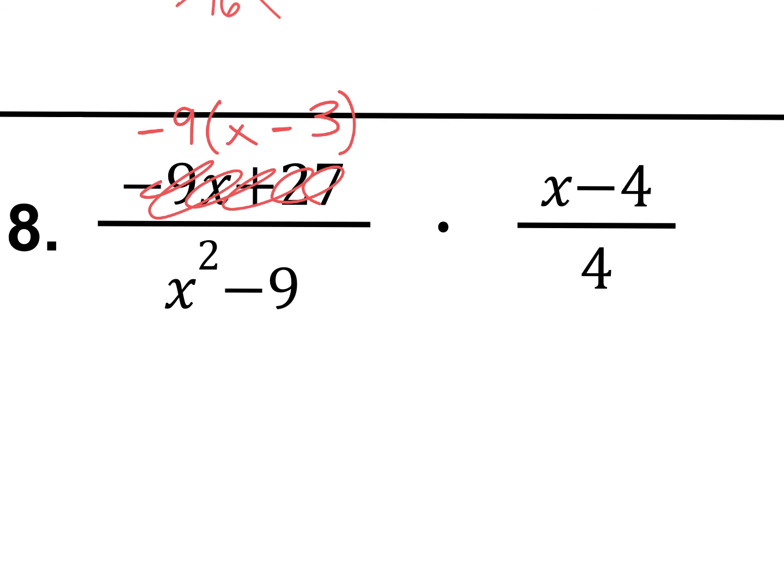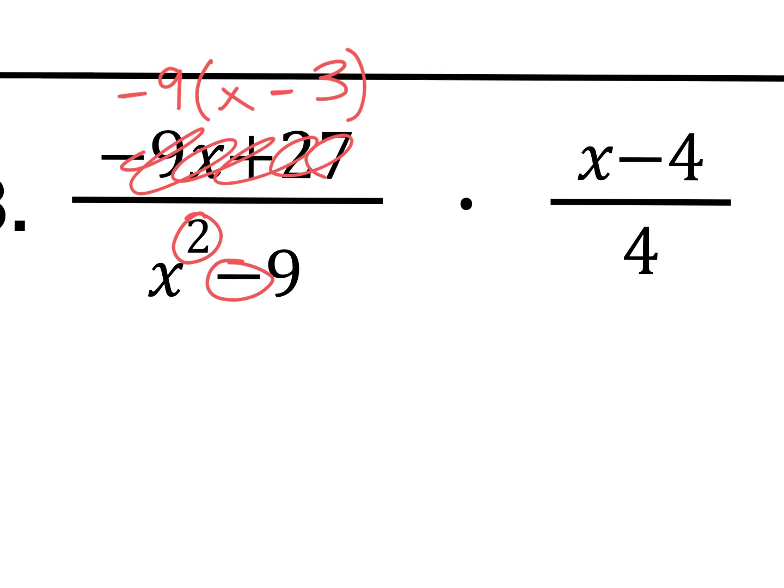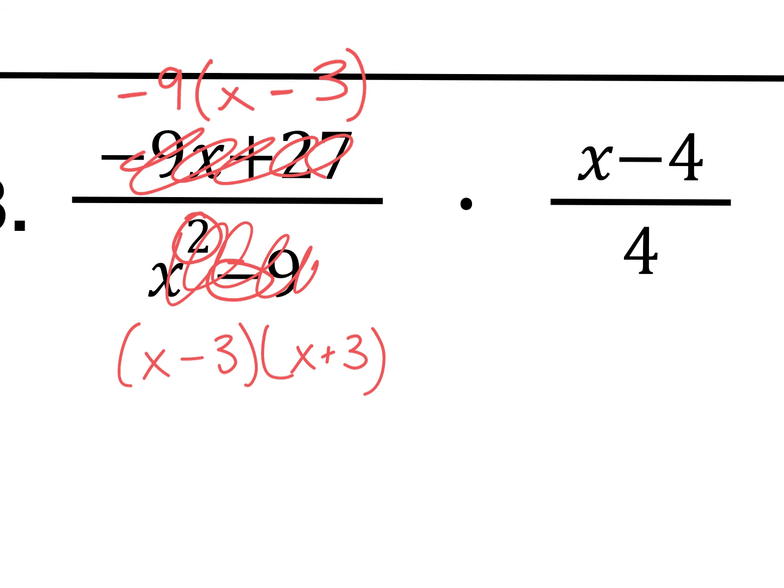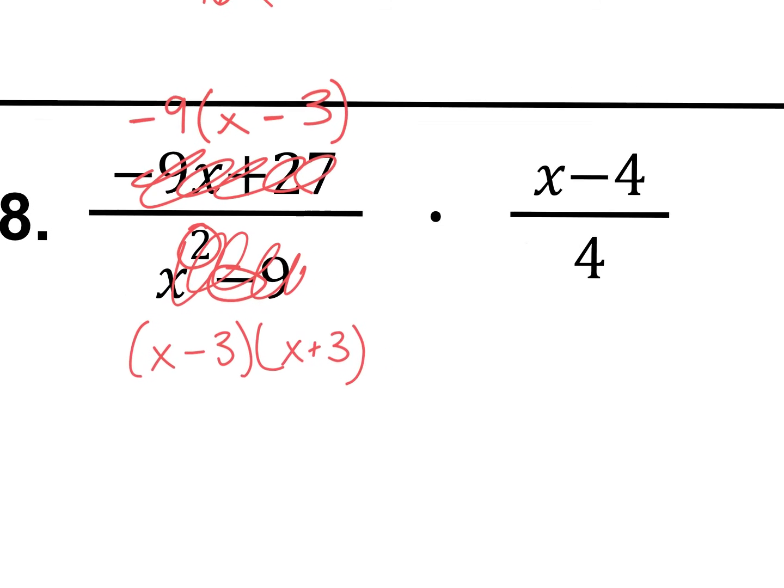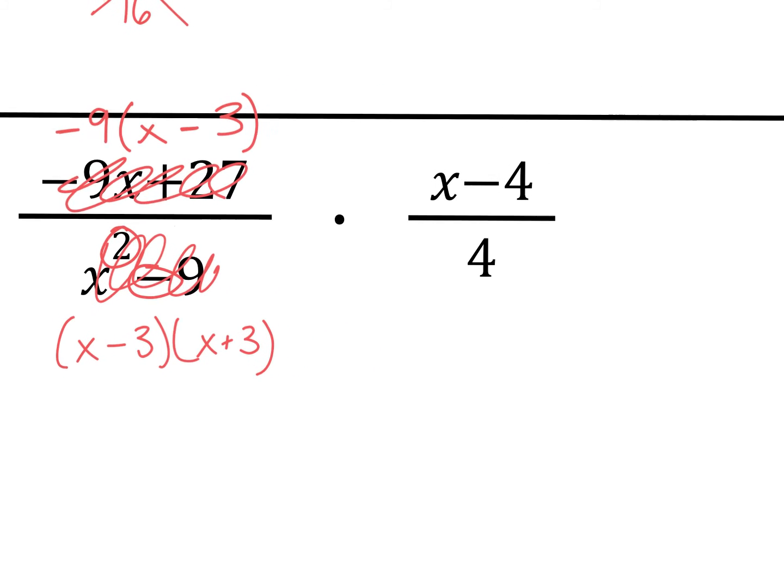And that's my new numerator. Second numerator, is that going to do anything? No. First denominator, will that do anything? Difference of squares, right? We've got that 2 right there, that exponent of 2, and that subtraction sign, okay? What's that going to break down to? Perfect. The square root of 9 is 3, so x minus 3 and x plus 3. Thank you. And then lastly, the 4. Will that do anything? No, we can't factor a 4.